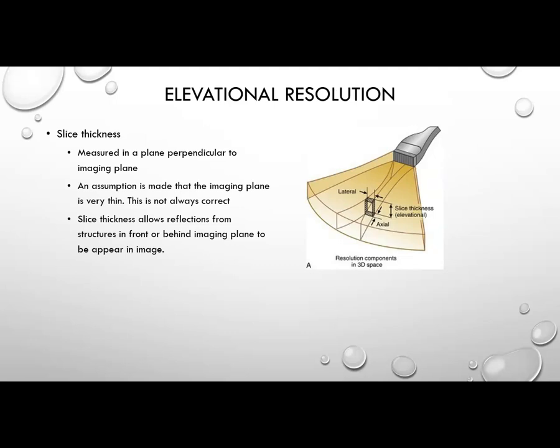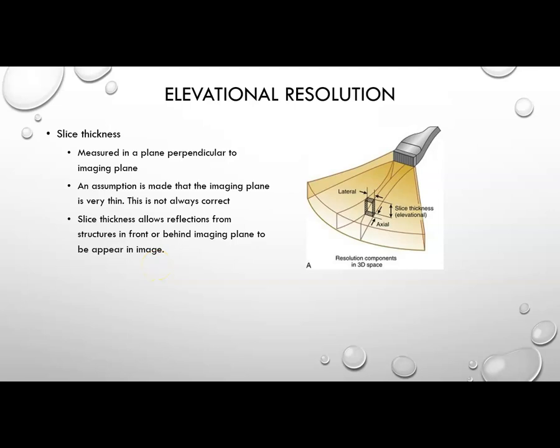This is showing you what the elevational resolution of a transducer is. We've talked a little bit about that with annular array probes, but the elevational resolution is the slice thickness. So you've got your X and Y, your axial resolution, your lateral resolution, and then elevational would be Z, up and down, thickness of the slice plane. So we always make this assumption that the imaging plane is very thin, but that's not always true. Because there is some thickness to the slices, the structures in front of or behind the imaging plane may be incorporated into the picture with what we're looking at. So that sometimes can happen.